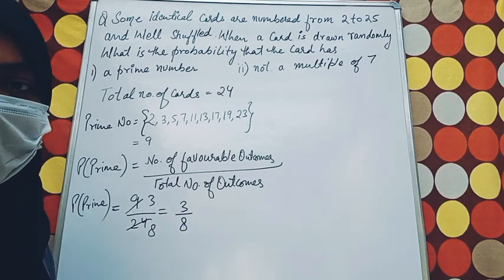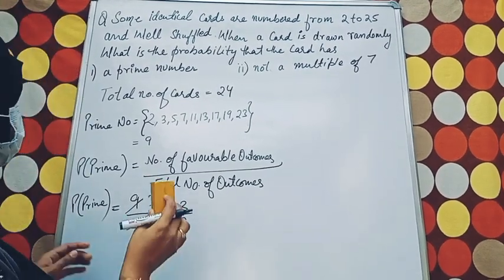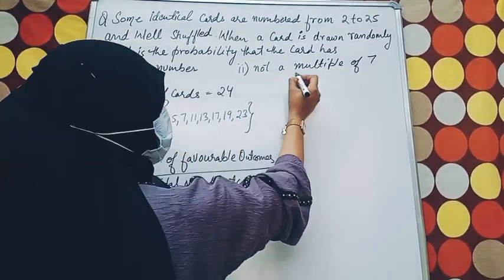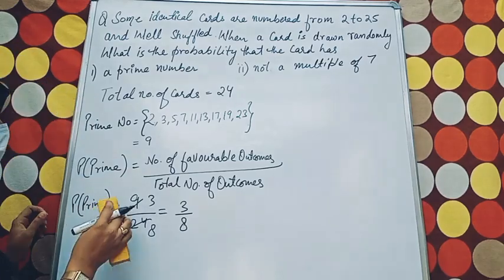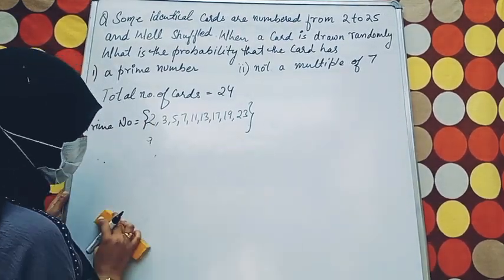Now let's move to our next part for the same question. Part 2 says, not a multiple of 7. So first we will be doing the working for that. Let me rub the board.